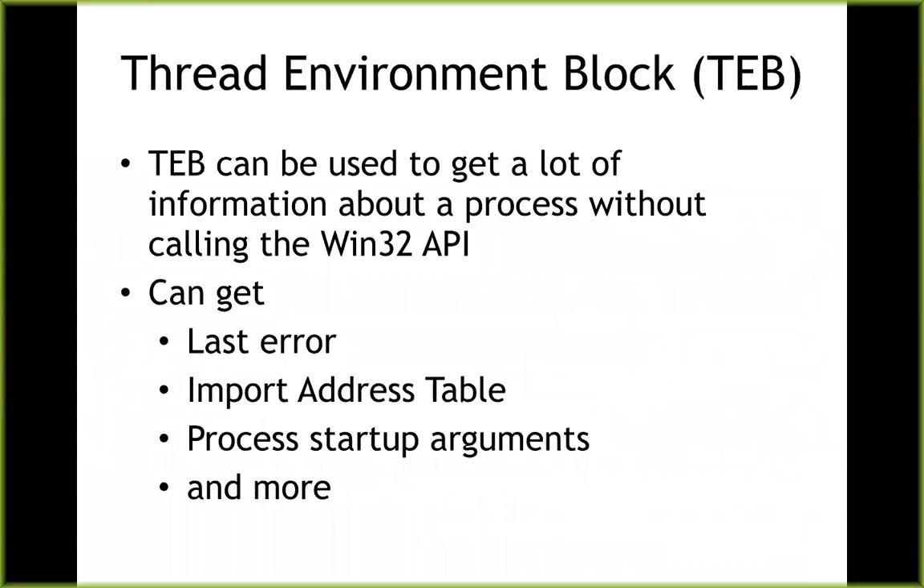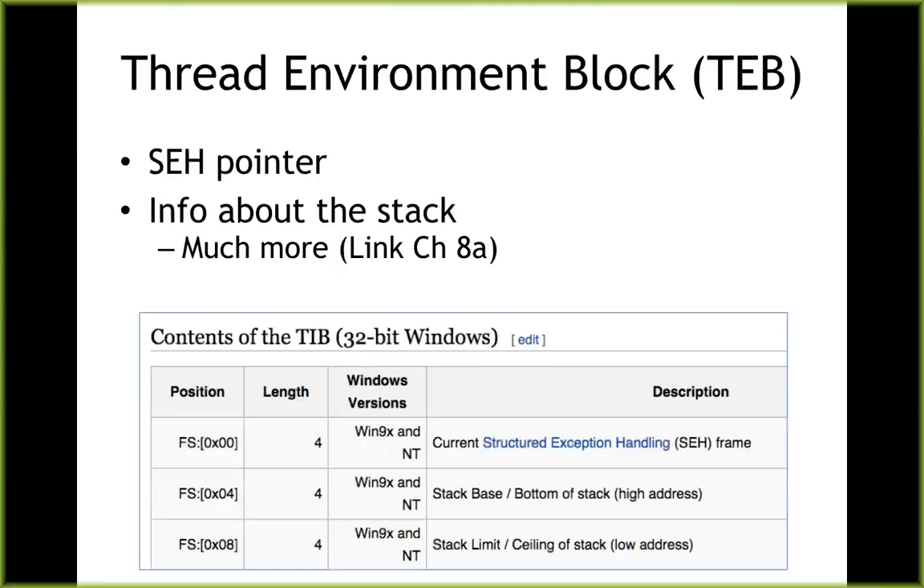So the TEB tells you a lot about the process. It can show you the error, the import address table, startup arguments, and so on. And it starts with an SEH pointer. Now, there are a couple of registers in the processor that we've hardly ever talked about. We talk about the EAX and the EIP and the ESP and EBP, but there are a couple other registers at the bottom we never talk about, FS and GS, the F segment and the G segment. These were actually intended in much earlier versions of processors to contain pointers to memory regions. They're not used much now, but they are used here.